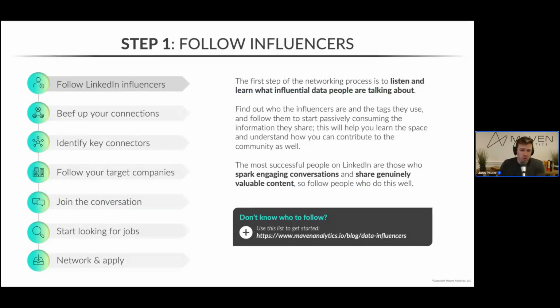So the first thing that you can do is follow people that are talking about data. So we've got a good blog article about this at mavenanalytics.io/blog/data-influencers. So check that out. We update it probably like every 6 months. We add some new people, but it's a great place if you just want to say, hey, who's talking about data on LinkedIn? It'll give you links to their profiles and you can check that out. You'll learn a lot just from spending 10 minutes a day on LinkedIn instead of on Instagram or something. And it can be really valuable.